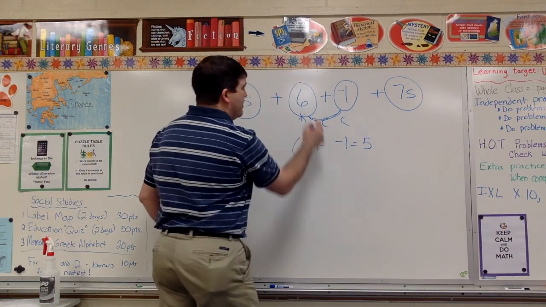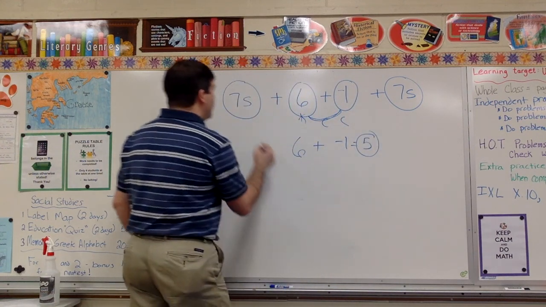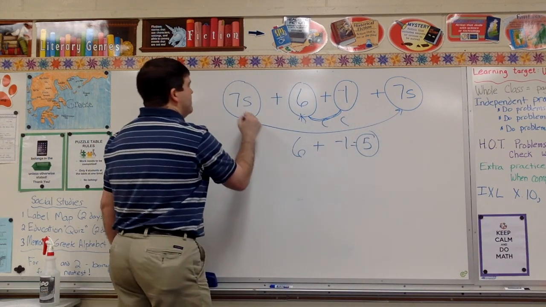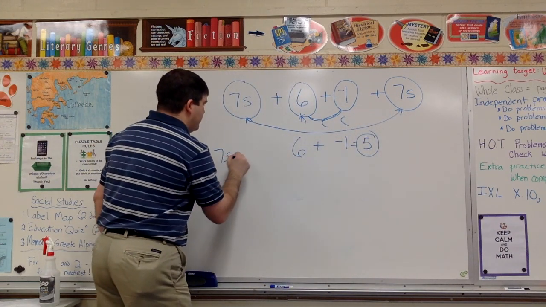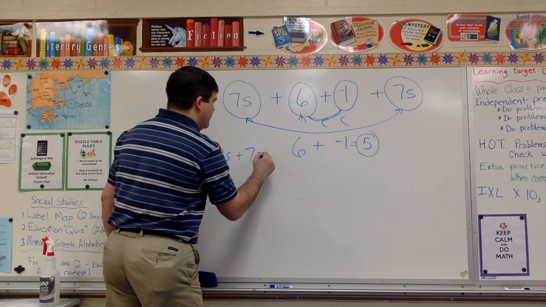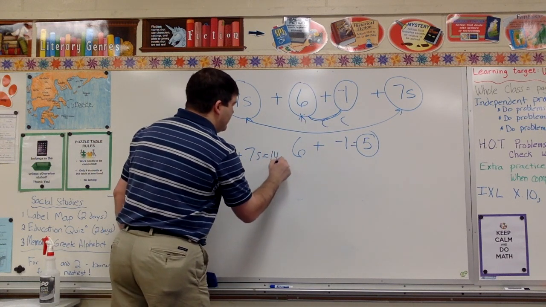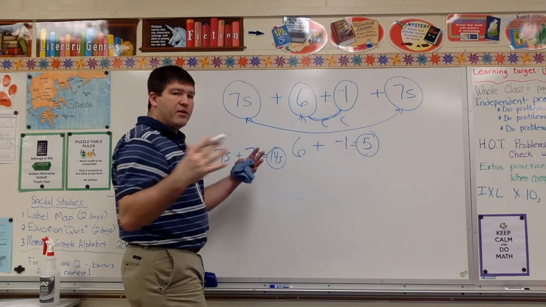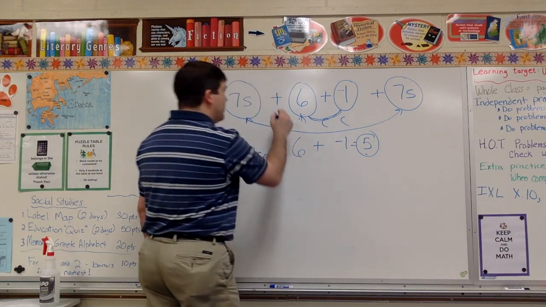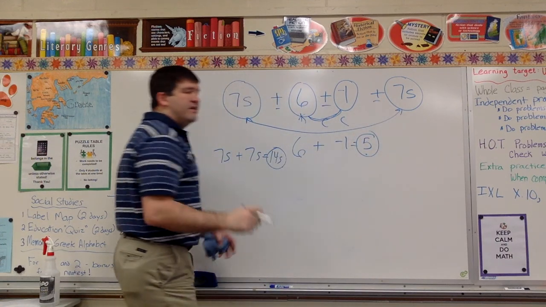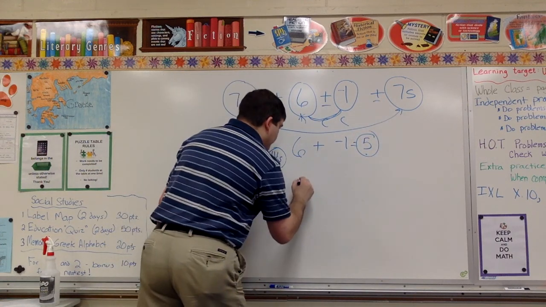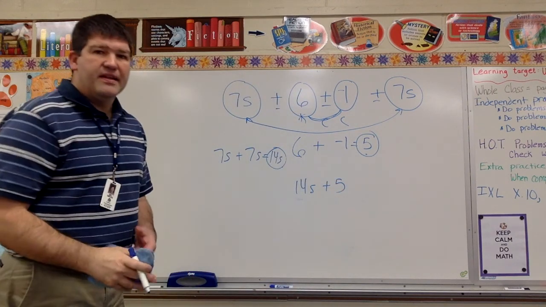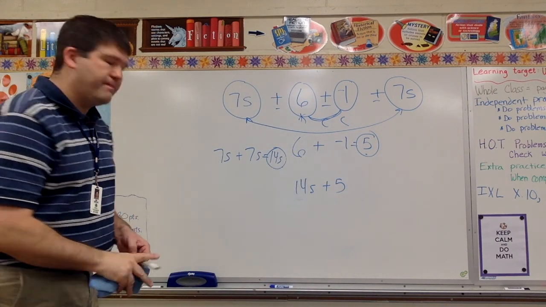I combine these two like terms and I get 5. This like term and this like term, 7s plus 7s equals 14s. Okay? So now I have this 14s and this 5. I'm going to put them together because I had plus, plus, plus. It's always adding, so I'm adding these together. 14s plus 5. And that's in its simplest form.